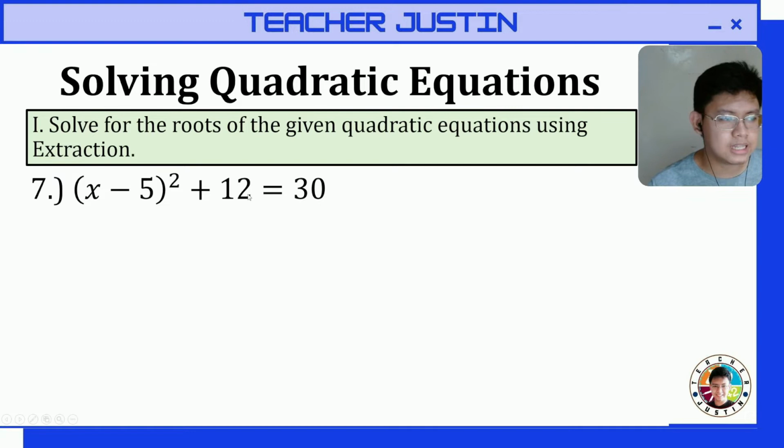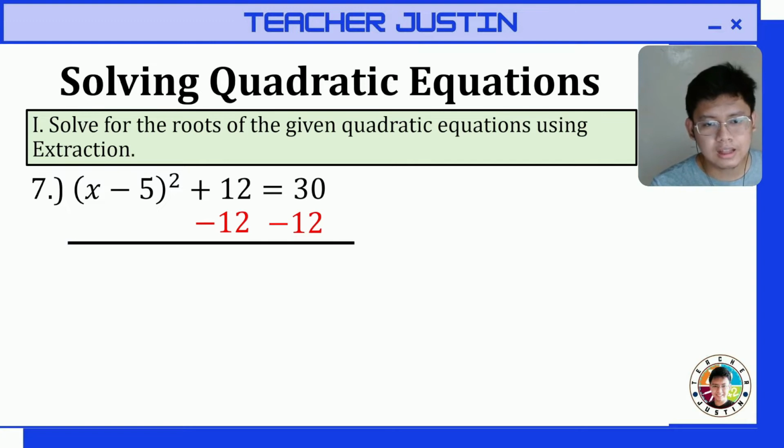So, kailangan nating tanggalin si positive 12, yung exponent na 2, at yung negative 5 para ma-isolate natin yung variable x na yon. So, simulan natin sa constant na positive 12. So, hanap tayo ng opposite ni positive 12. So, ang opposite niya is negative 12. So, let's subtract both sides by 12. So, kung anong gagawin sa left side, ganun din yung gagawin natin sa right side. That's the rule sa pagsosolve ng equation.